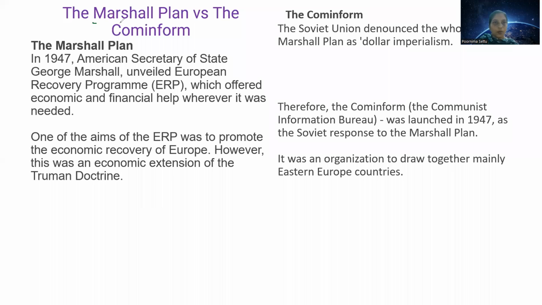Now, the Marshall Plan versus the Comintern. In the Marshall Plan, in 1947, American Secretary of State George Marshall unveiled the European Recovery Program. It offered economic and financial help wherever it was needed. The other aim of the ERP, the European Recovery Program, was to promote the economic recovery of Europe.